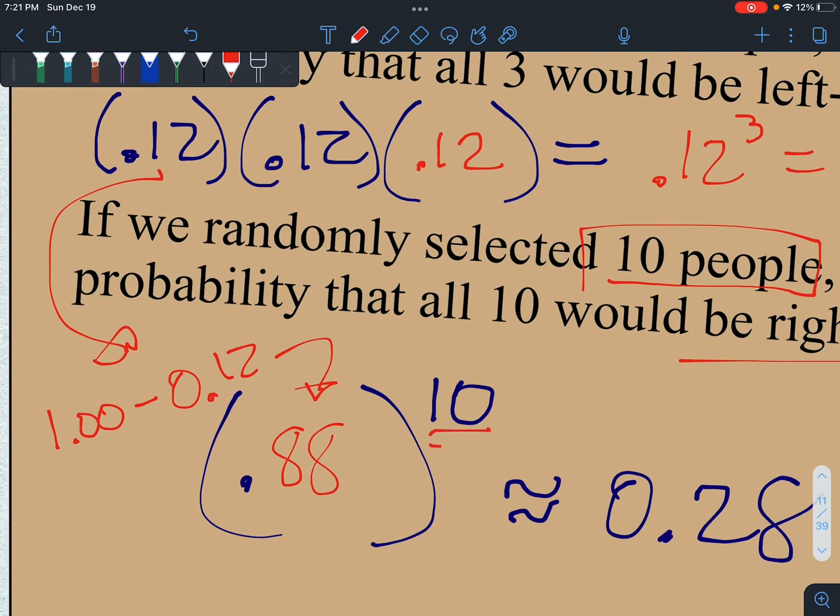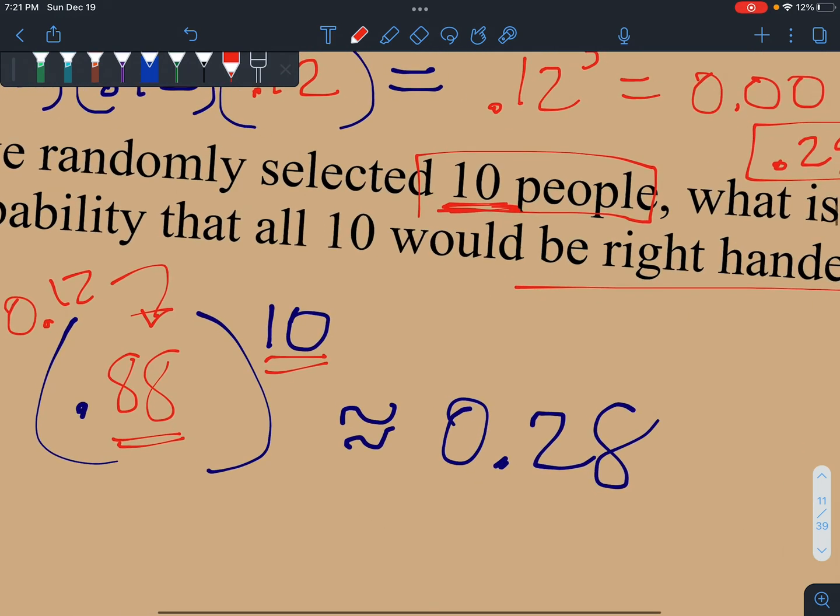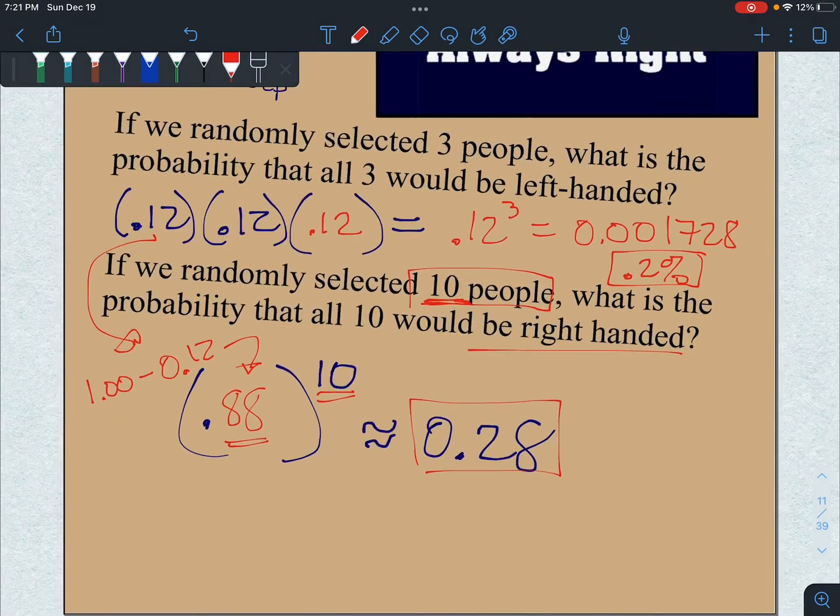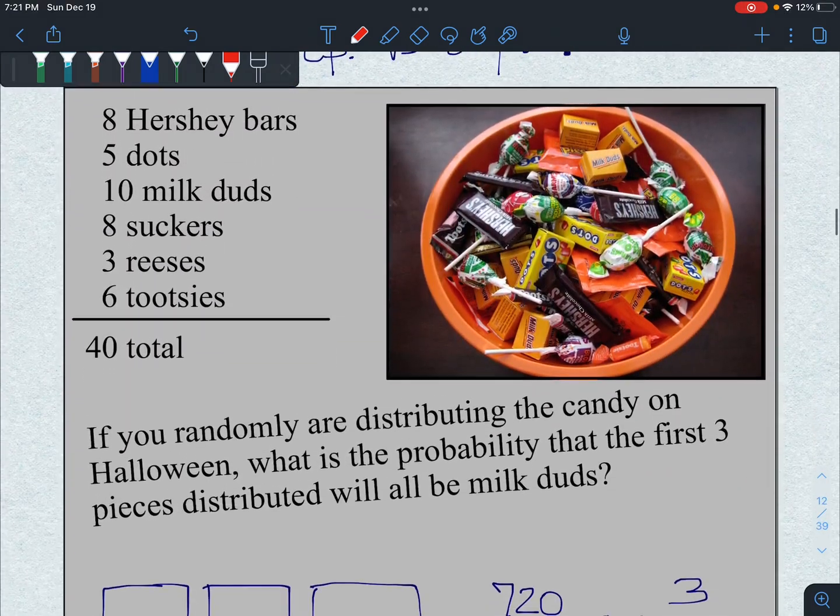And again, I take it to the 10th power because for all of these 10 people, since it's such a large population, the probabilities aren't going to change from one person to the next person. And so that gives us roughly a 28% chance, okay, that all of them are right-handed. Hopefully that helps you do these problems.